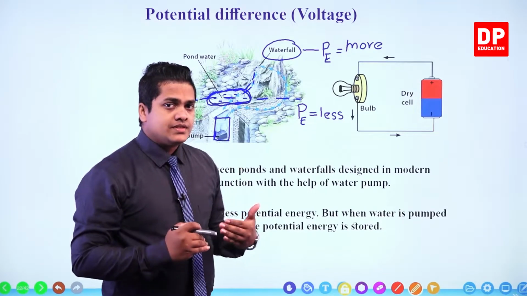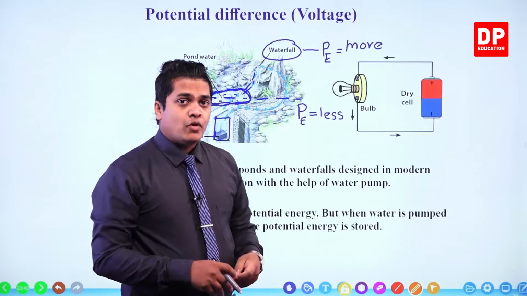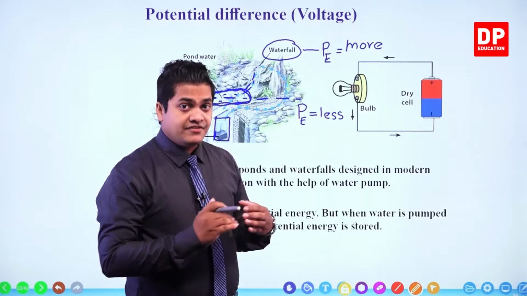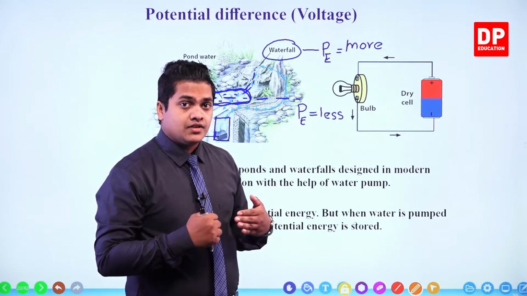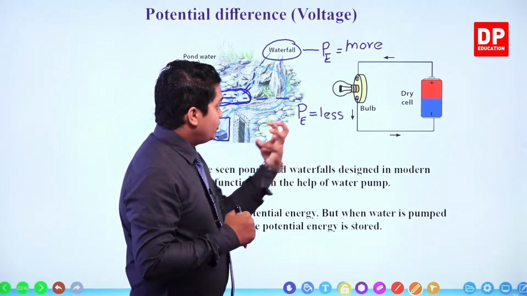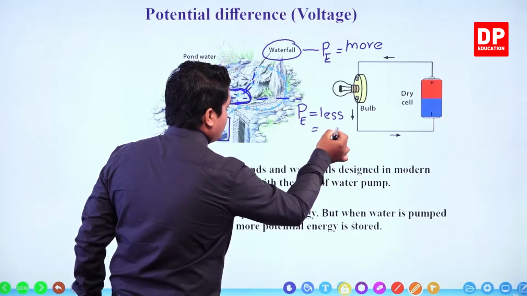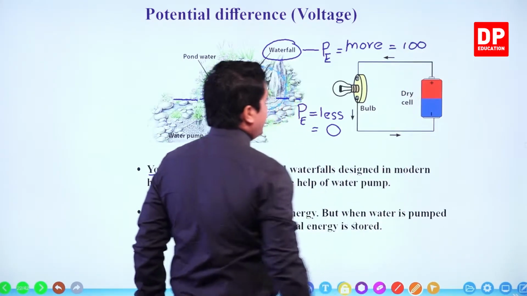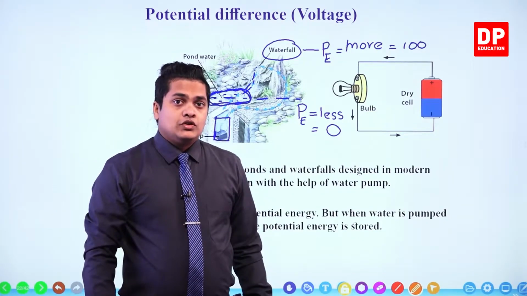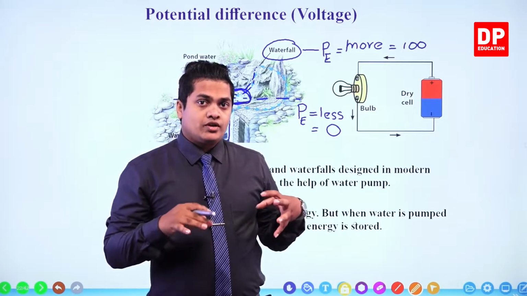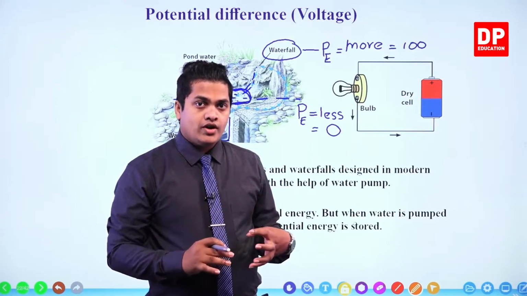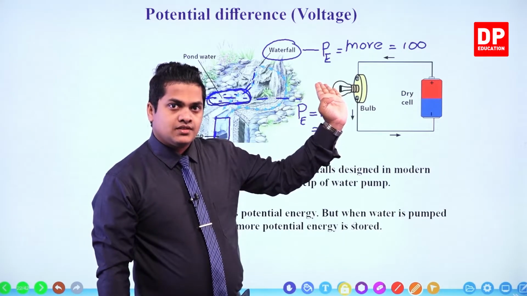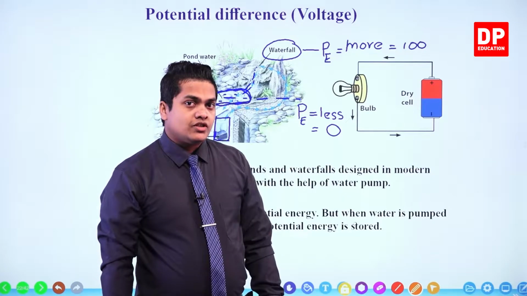So here you can observe there is a difference between the potential energies at these two levels. There's a considerable difference. If you assume that here the potential energy is 0, then here it is about 100. So automatically, the water will come down the hill towards the pond because of this potential difference.